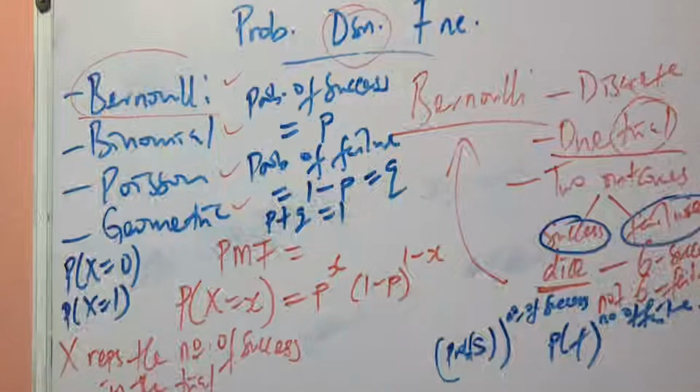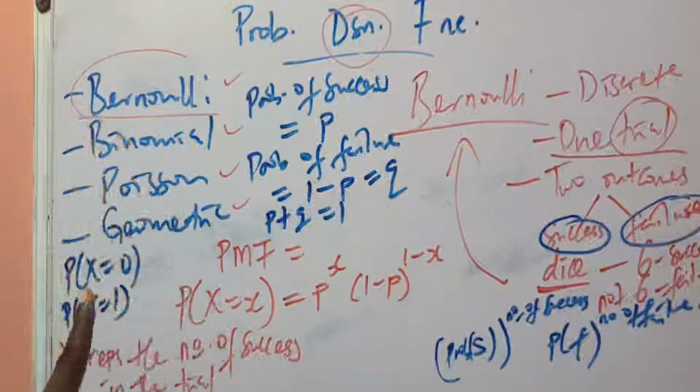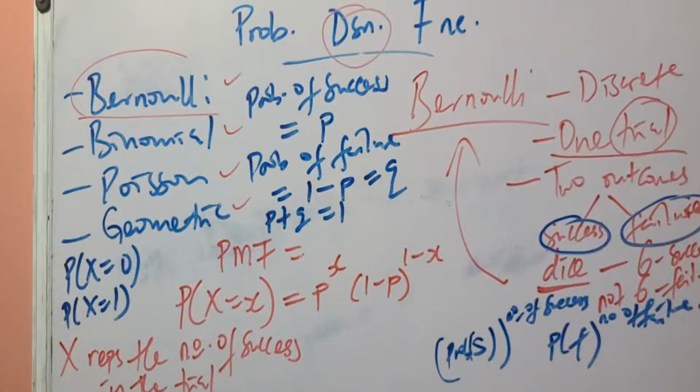Now, the reason why you see that I wrote the trial here, and I didn't say I represent the number of success, is that in this case there's only one possibility of getting success because you only have one trial. So you cannot have more than one success. That's the reason why I did not write in trials.